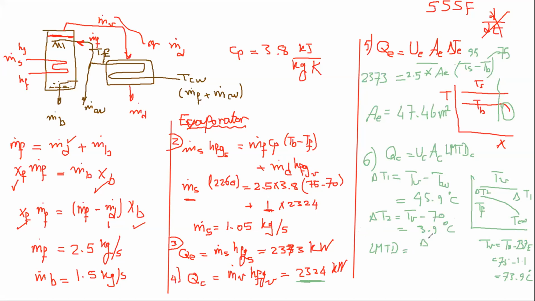This is going to be delta T1 minus delta T2 divided by ln delta T1 over delta T2. So this value is going to be... I think if you're using your mobile for the calculation, you have to put it in a landscape position to get the full calculator because of the ln, the natural logarithm.